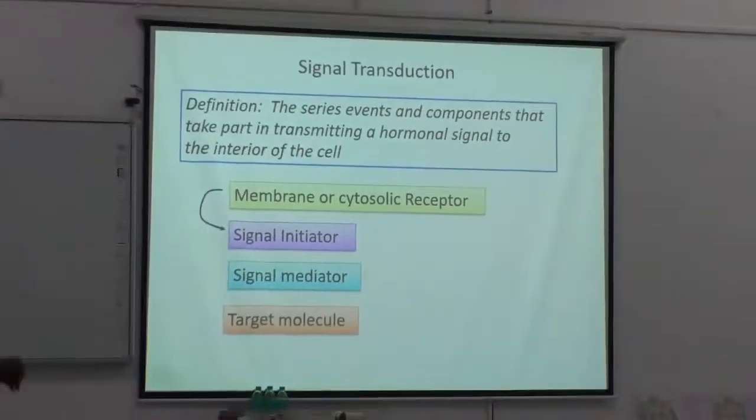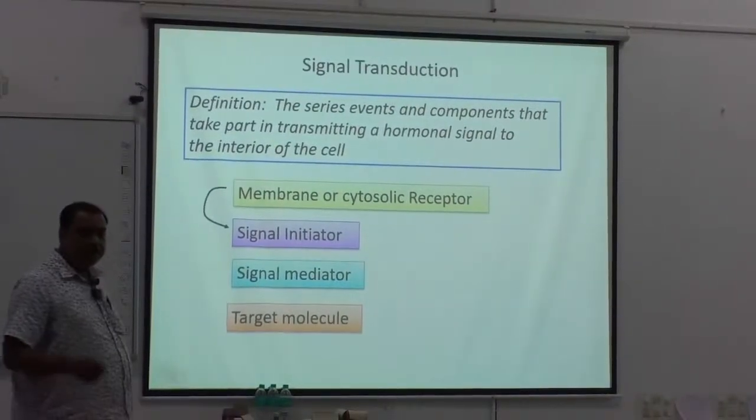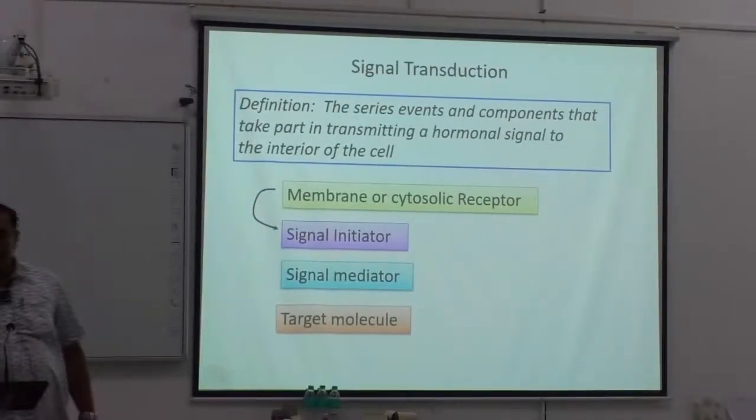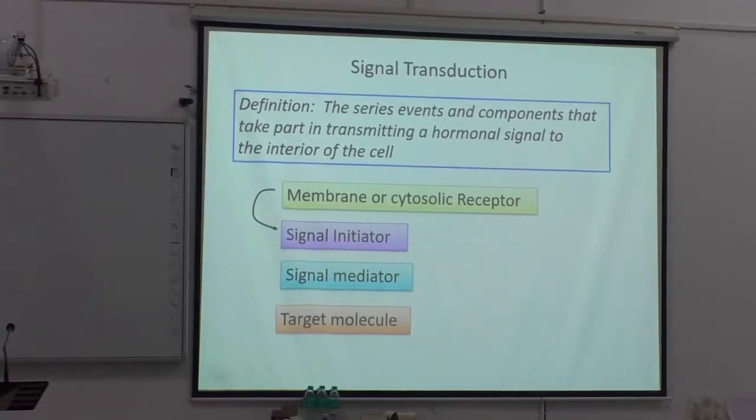The series of biochemical events, chemical events taking place intracellularly in the target cell after the interaction of ligand and receptor. Ligand and receptor, there is no harm in telling. Why? Because receptor can be extracellular, receptor can be intracellular, doesn't matter. But there must be interaction between ligand and receptor. Right? Membrane or cytosolic receptor binds with the ligand. They stimulate signal initiators, means some molecules which come prior to second messengers. They are called signal initiators.